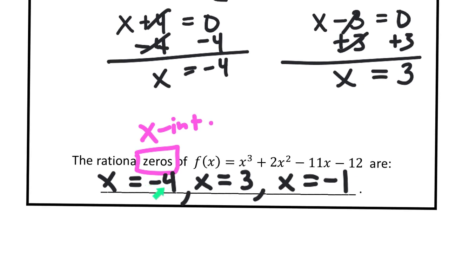I can tell you right now that I knew beforehand that we were going to end up with 3 answers, because there's usually as many x-intercepts as there is a power, as the highest power in the expression. So since the highest power was the power of 3, we ended up with 3 x values.